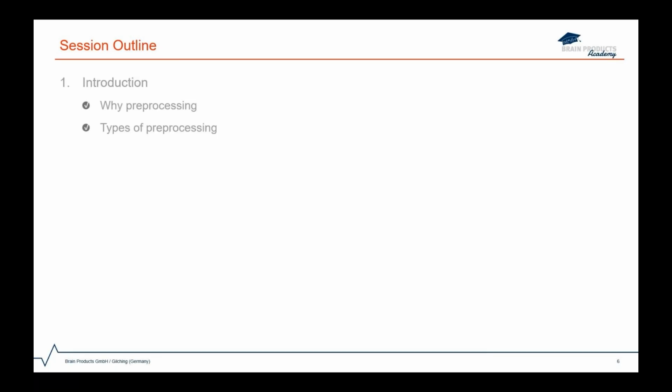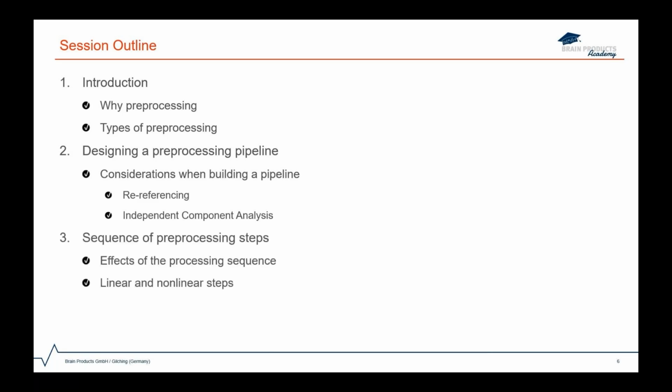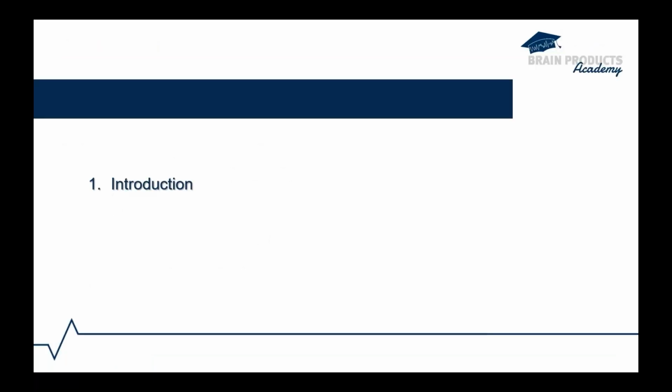The webinar is structured as follows. We will go through an introduction where we will cover why preprocessing and the types of preprocessing, designing a preprocessing pipeline with considerations when building a pipeline, in re-referencing and the independent component analysis step. Then we will go through the sequence of preprocessing steps, reviewing also the effects of the processing sequence, linear and nonlinear steps. And finally, we will see some adaptations of preprocessing pipelines for different EEG analyses.